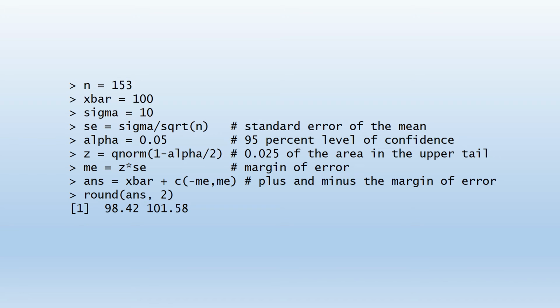In line 7, the object named ME is defined as equaling z times SE. This is the plus-minus value we add to and subtract from the sample mean. It's called the margin of error. In line 8, the object named ANS is defined as equaling the sample mean plus and minus the margin of error. The C function combines the negative and positive margin of error values. In line 9, I rounded the answer to 2 decimal points. Our conclusion is that we're 95% confident that the population mean is greater than 98.42 and less than 101.58.